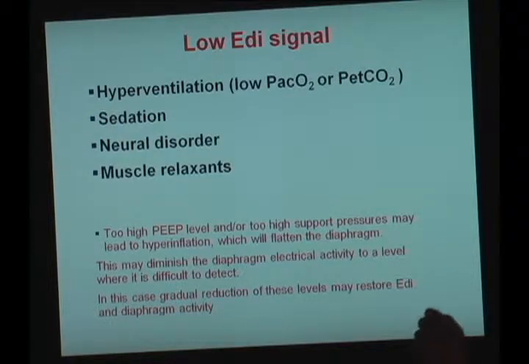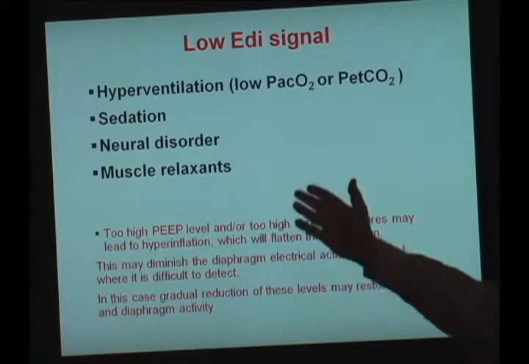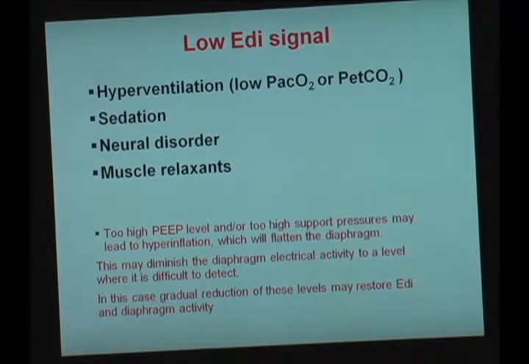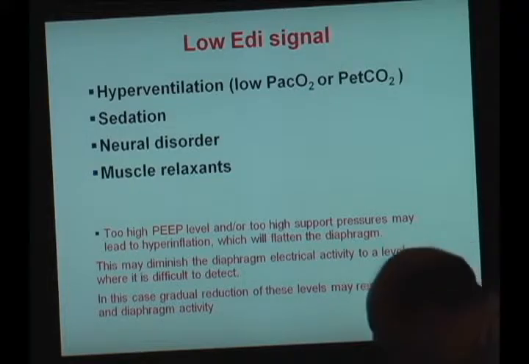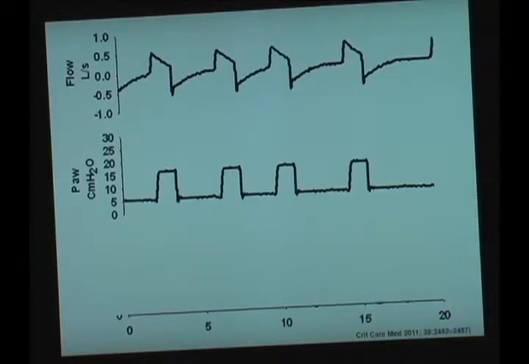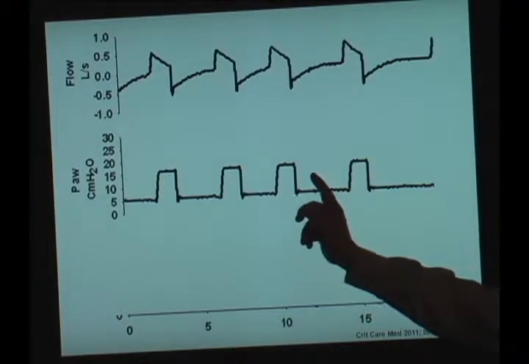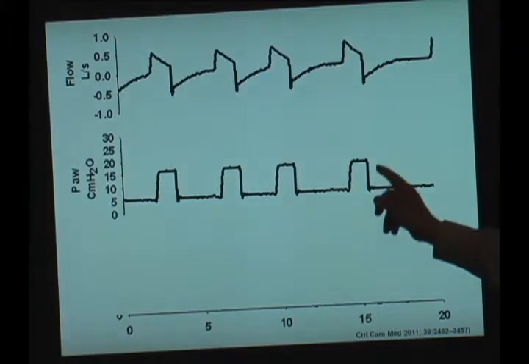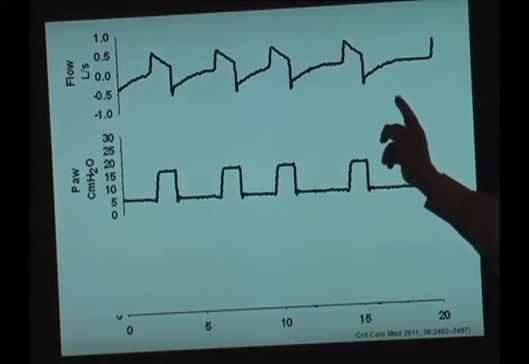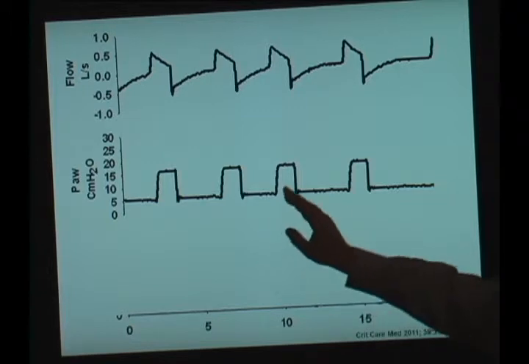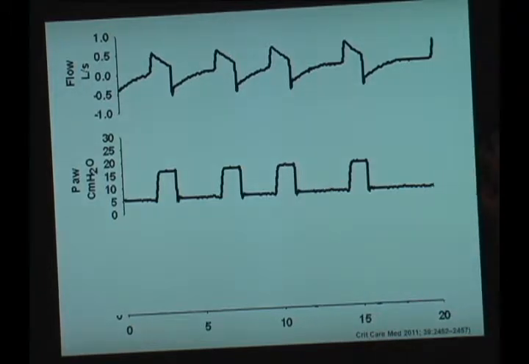Sometimes it happens that the patient is sedated, has a nerve disorder, or of course is on muscle relaxants. But one of the most important points that I want to show you is that the patient should not be hyperventilated, so over-treated. In this case, this patient's flow curve and pressure curve, pressure support ventilated, the trace seems very well, very normal.